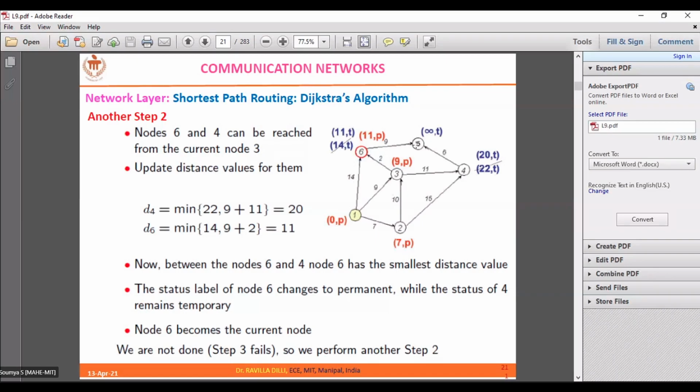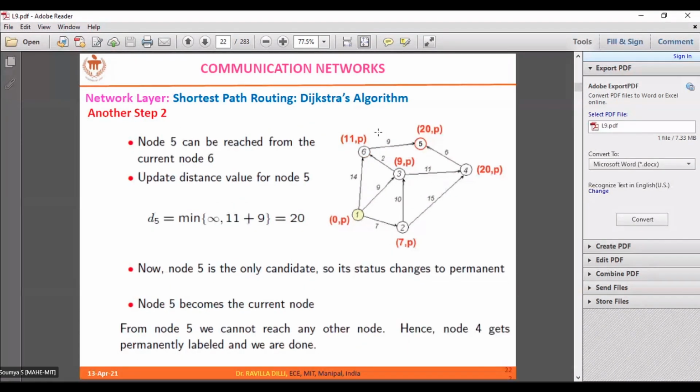So 6 is connected to 5. How would this change? The cost at 6 is 11 and the cost of the link between 6 and 5 is 9. 11 plus 9 is 20. What is existing at 5 is infinity. So therefore I can change it because 20 is less than infinity. So the cost at 5 would become 20. Right.